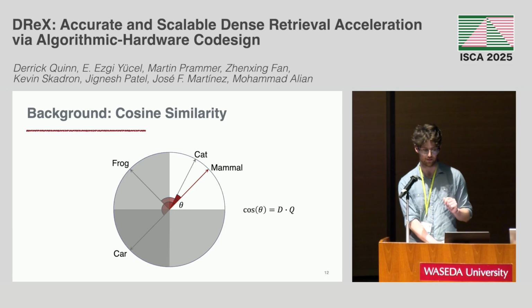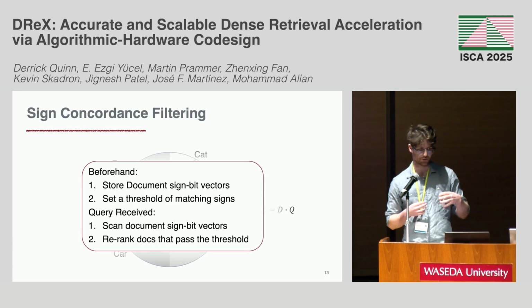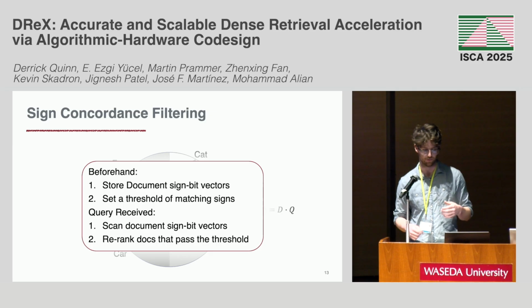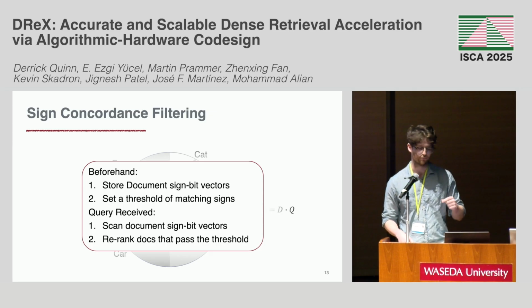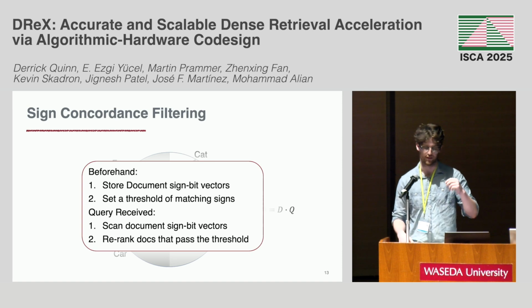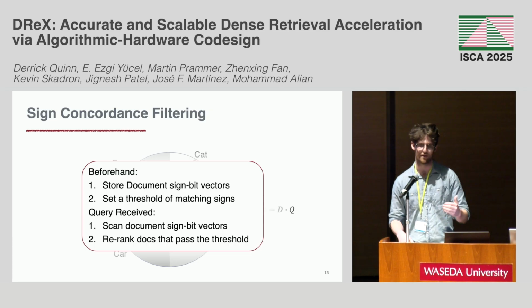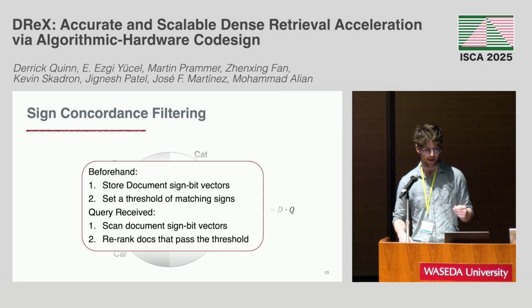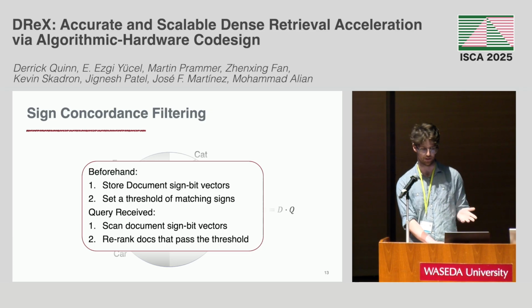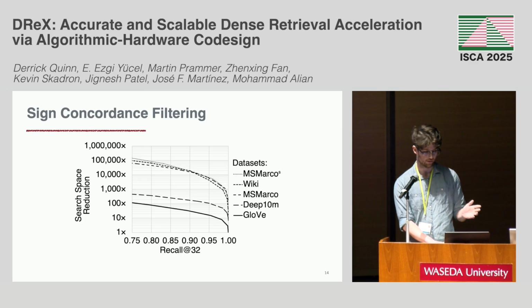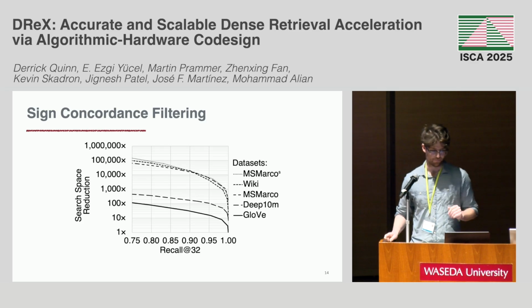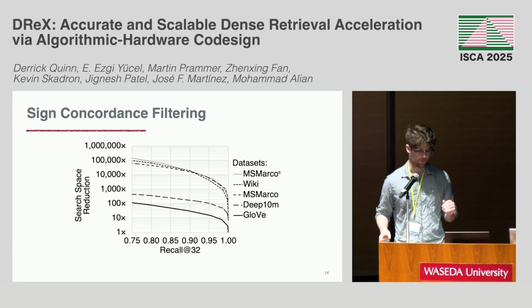In a little more detail, we will store bit vectors for the document signs, and then set a threshold of the number of signs that need to match between a query and a document to qualify for full reranking. Then when a query is received, we'll scan the documents, look at the bit vectors, and re-rank only the documents that pass the threshold of matching signs.